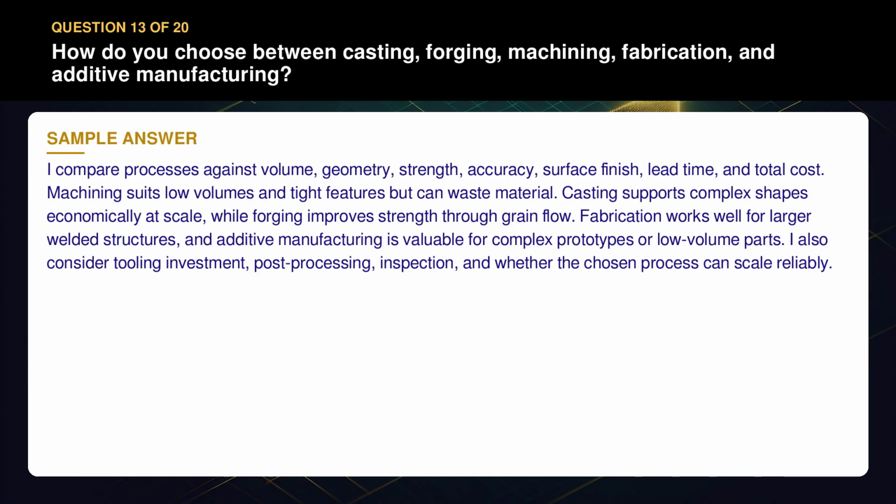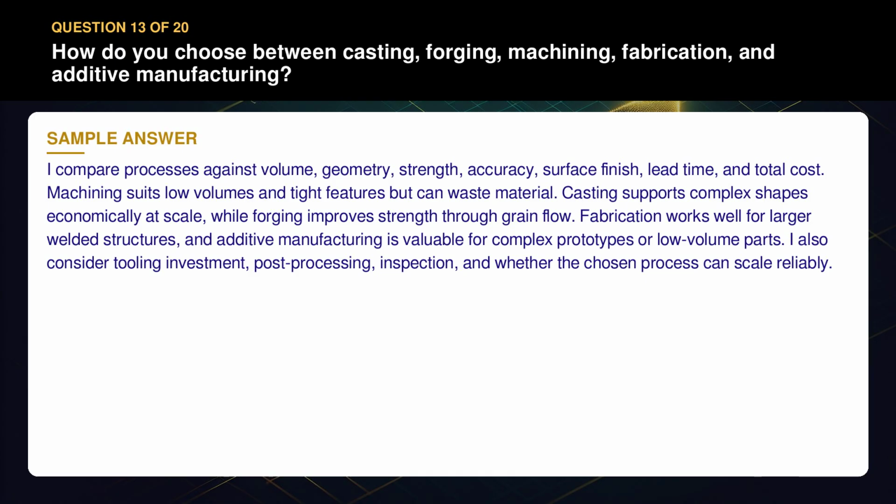Question 13. How do you choose between casting, forging, machining, fabrication, and additive manufacturing? I compare processes against volume, geometry, strength, accuracy, surface finish, lead time, and total cost. Machining suits low volumes and tight features but can waste material. Casting supports complex shapes economically at scale, while forging improves strength through grain flow.